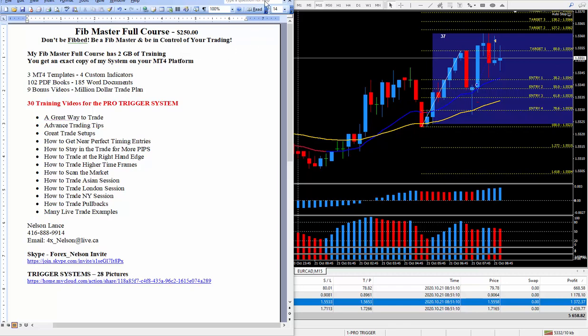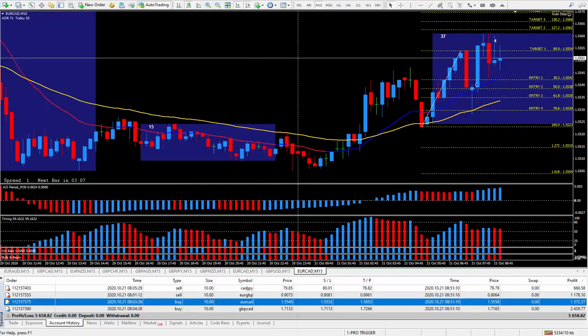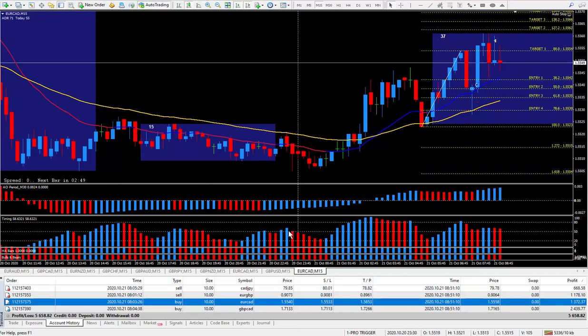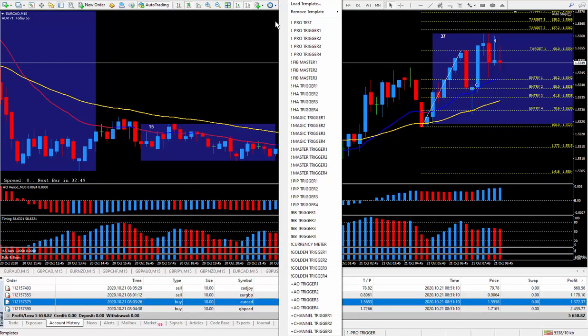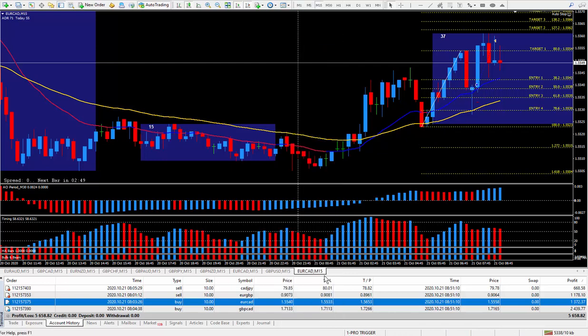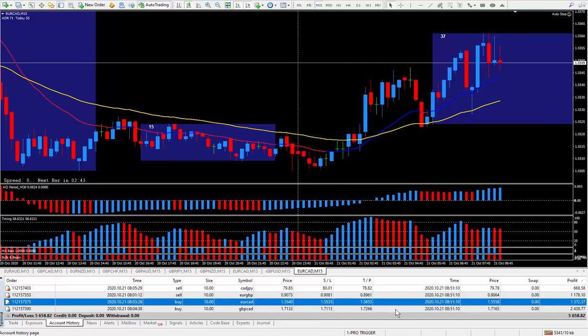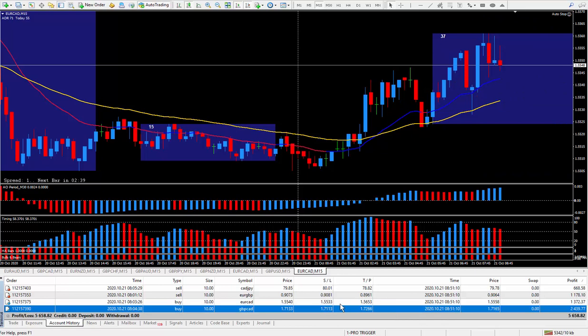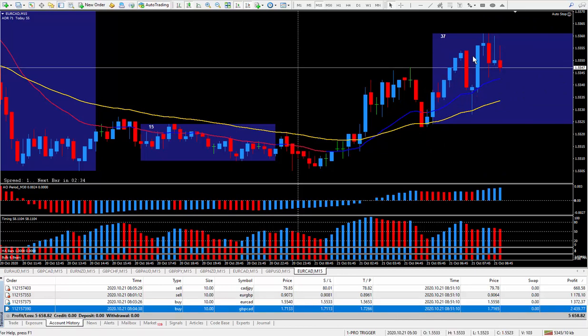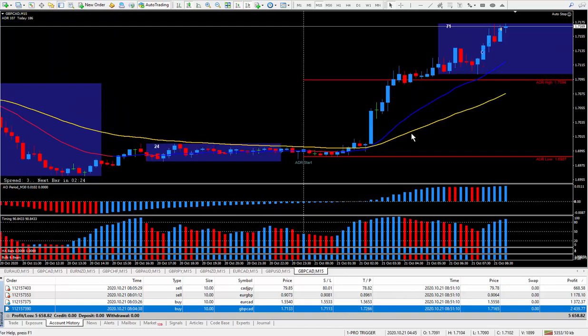So moving right along, let's see what's happening here. Okay, let's clean up all of this, and let's run a check on this pound CAD. Remember that this trade right here was based on, I threw the fib on it, and it's a combination of the Fib Master and the Pro Trigger setup. So let's move on to the next pair, the pound CAD.